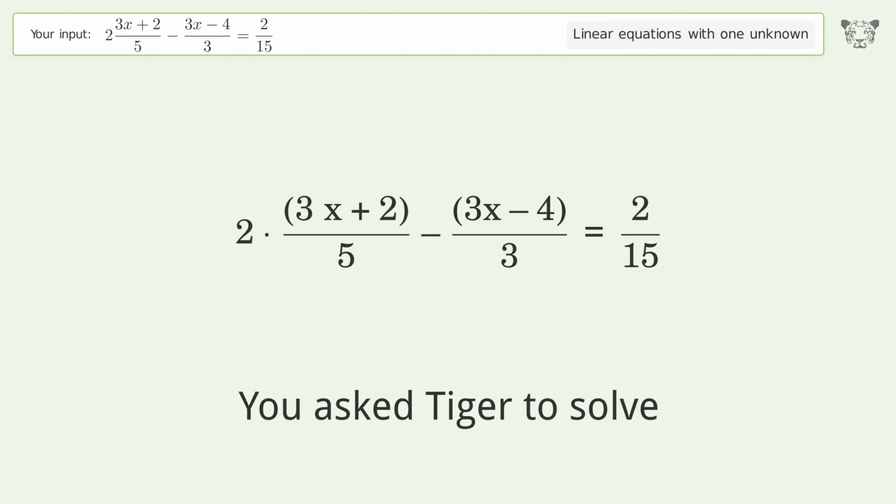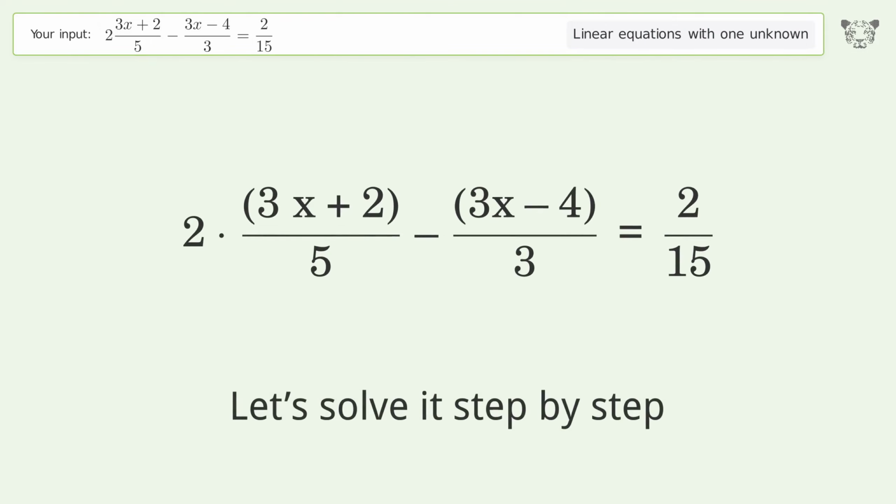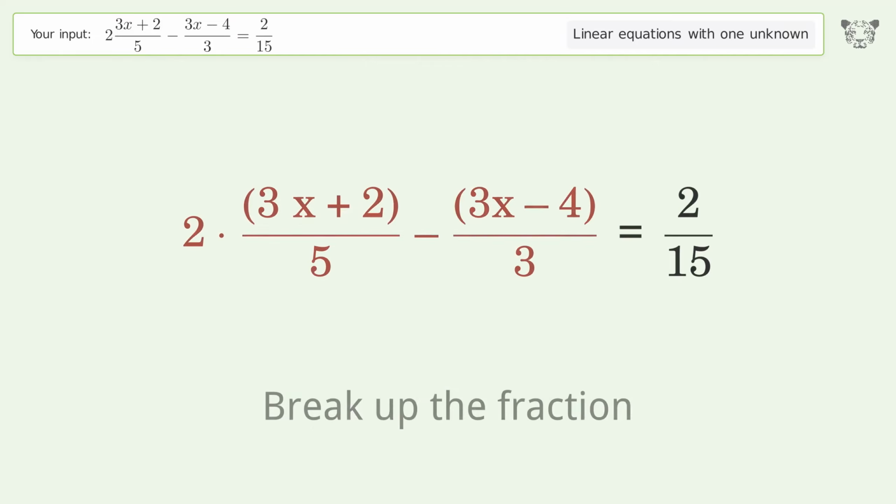You ask Tiger to solve. This deals with linear equations with one unknown. The final result is x equals -10. Let's solve it step by step. Simplify the expression. Break up the fraction.